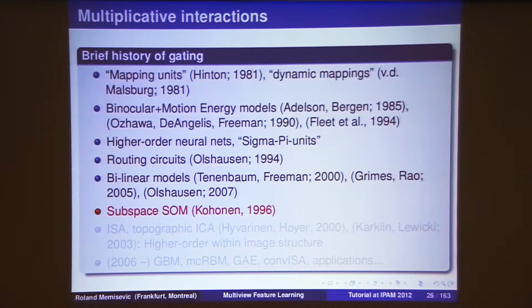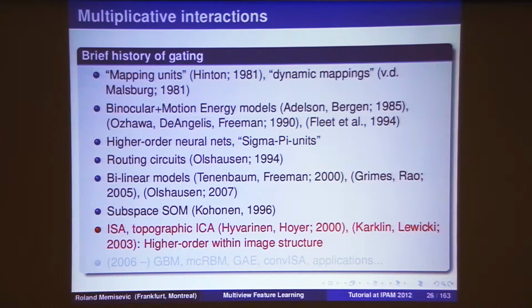The first time that people started to really learn these gating units from data was, as far as I know, the subspace SOM by Kohonen, 1996. And this is basically the model that's equivalent to a subspace ISA that a lot of you know, and lots of the other gating things that are happening today. He basically did that around 15 years ago, and no one really took notice of that.